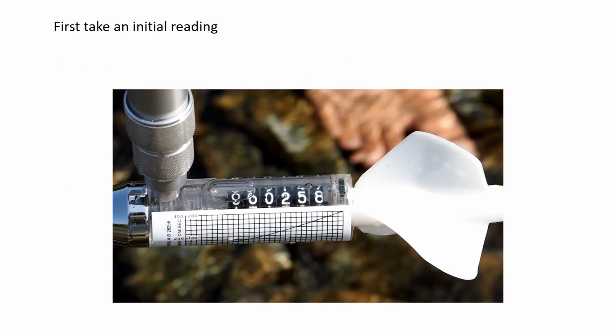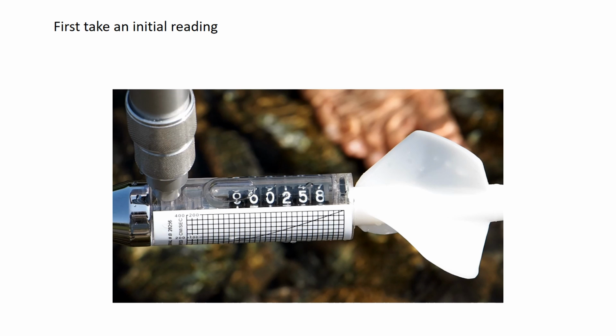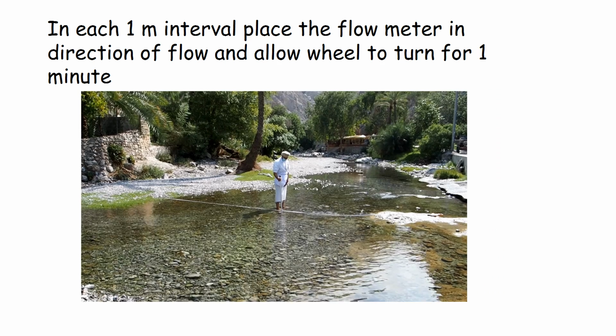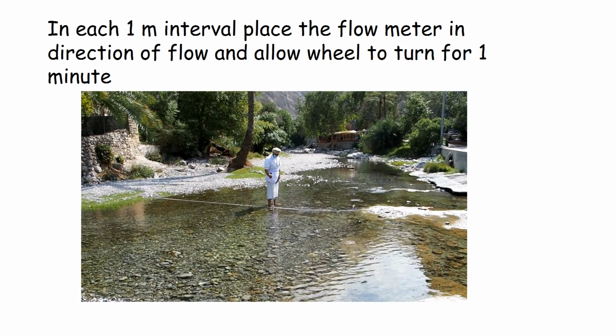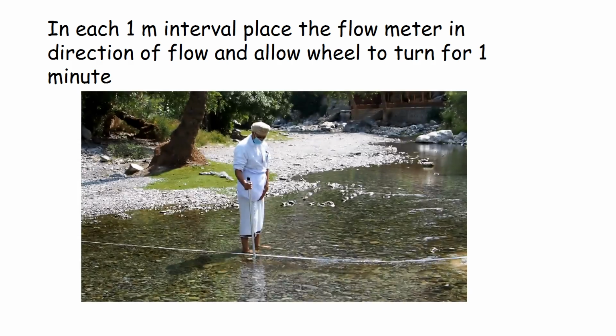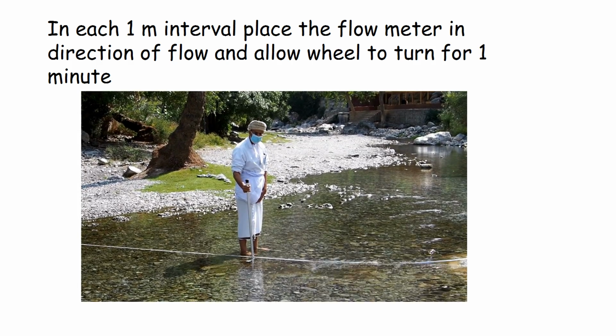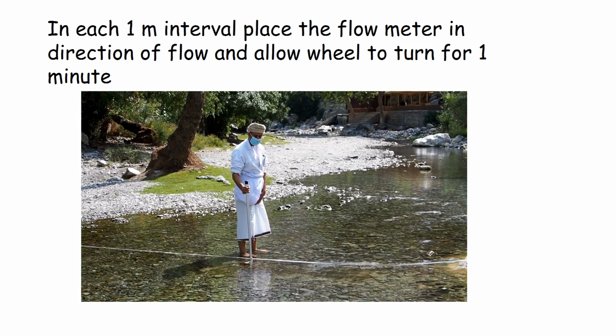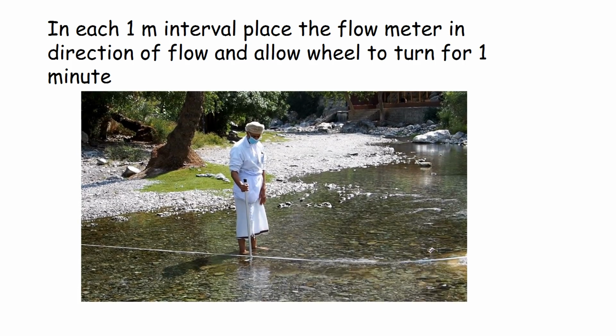First, we take our flow meter, which is a torpedo-shaped instrument with a little propeller on the end, which we face into the stream. As the water flows across, it turns the propeller. We take an initial reading before we start. For each of the 1 meter intervals that we noted before, we record the flow in the middle. We allow the meter in the water and allow the wheel to turn for 1 minute.